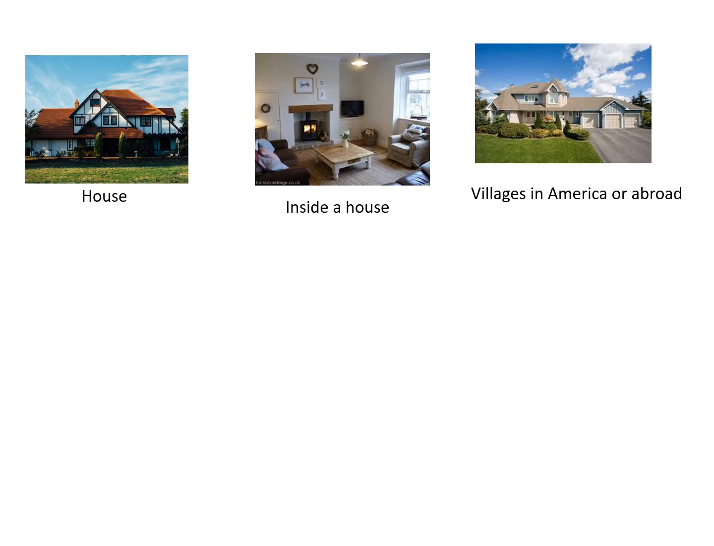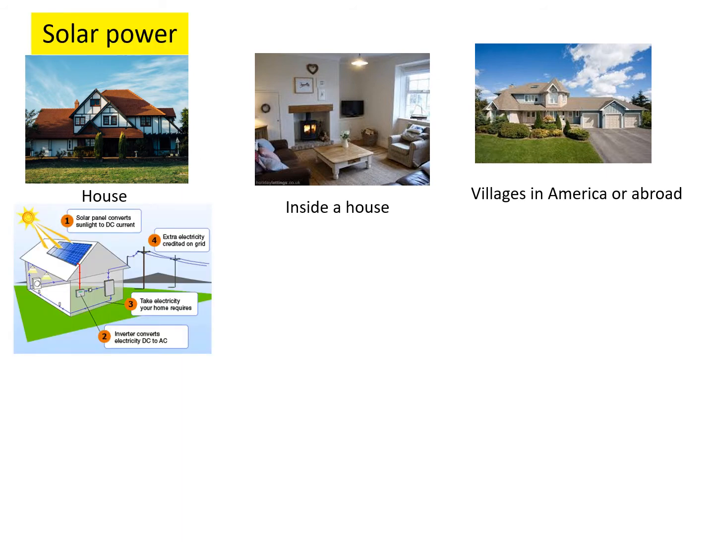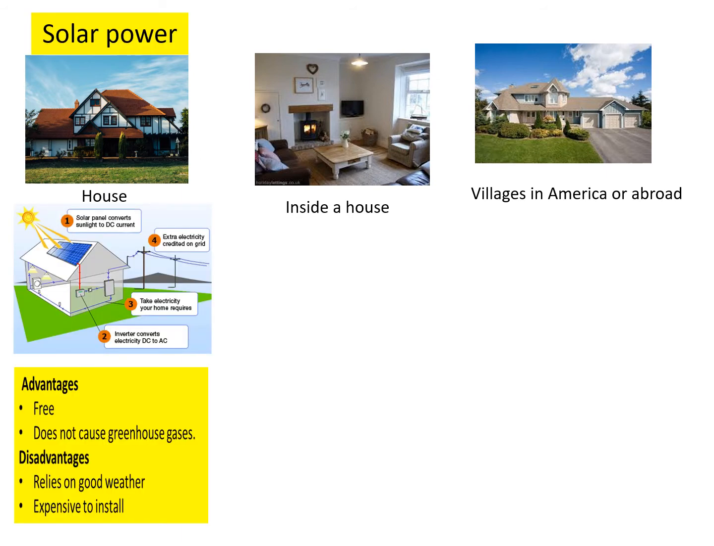Another three types of renewable energies. In our houses, we can use a type of renewable energy. Solar power is becoming more popular. Solar power panels can be put on the top of the house. This is using photovoltaic cells. The advantages are that after it's installed, it's free and doesn't cause any greenhouse gases. However, the disadvantages are that it's expensive to install initially and does rely on good weather.